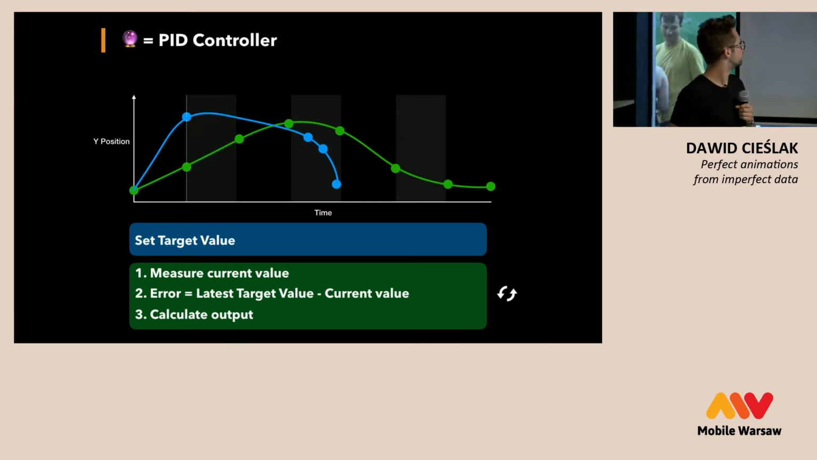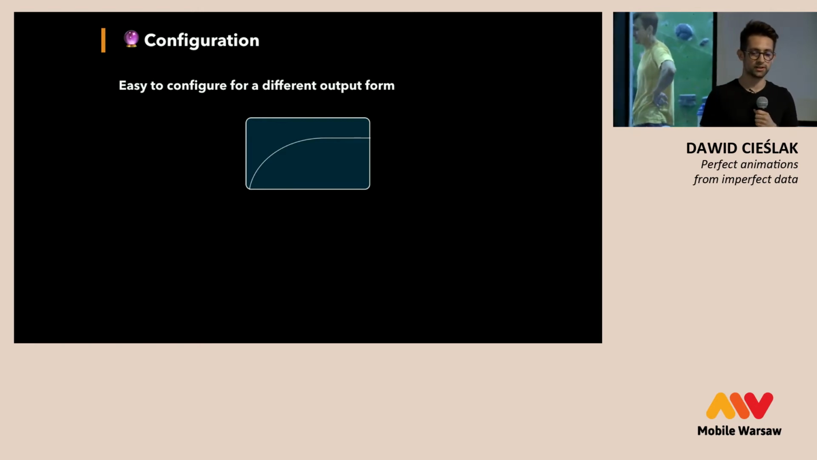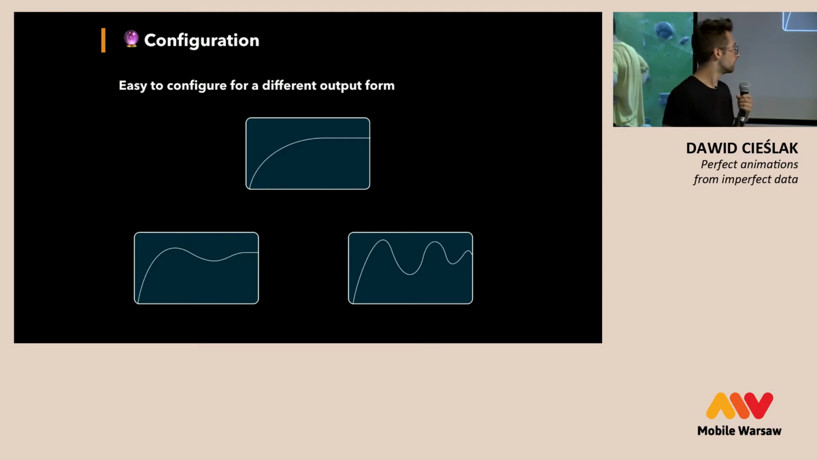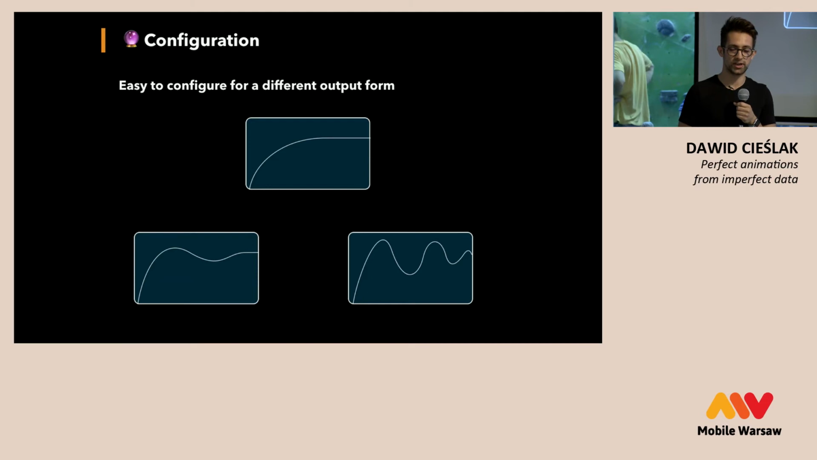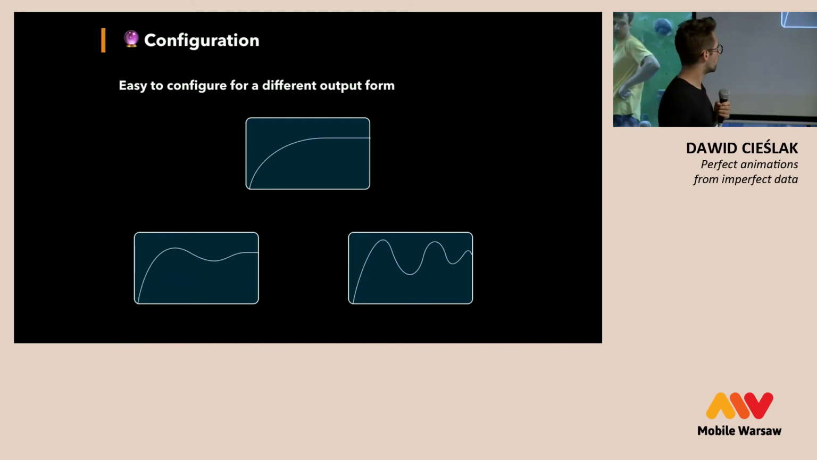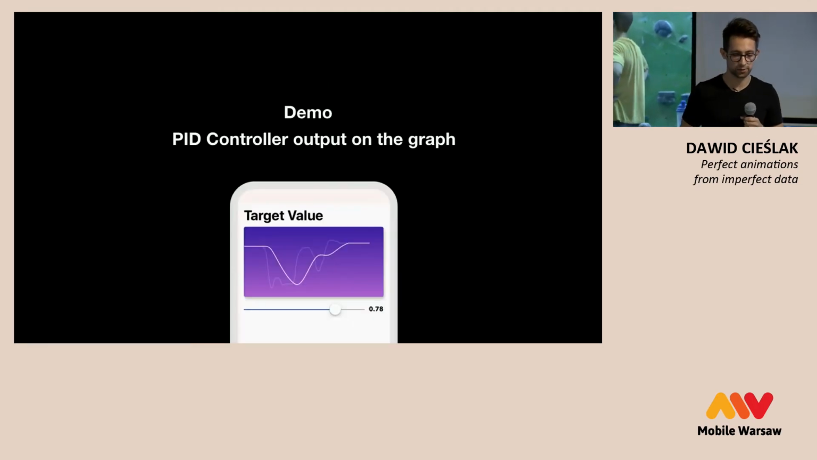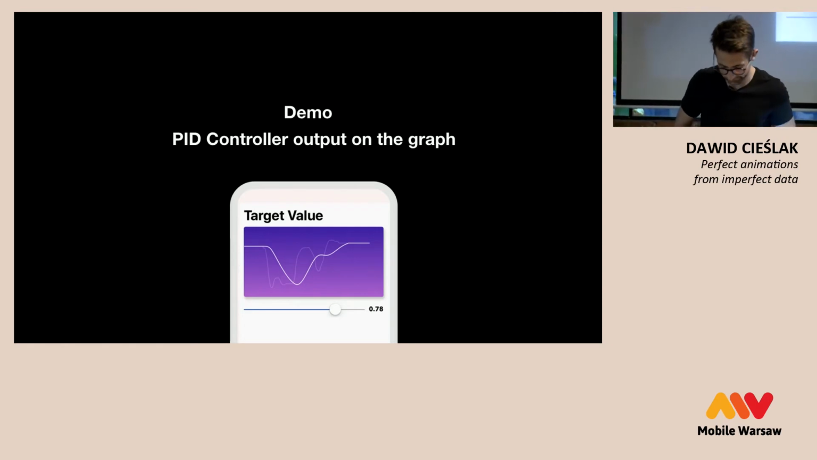That's absolutely fine. And that was an example of slowly reaching the target value, but by applying different configurations to the PID Controller, you can form any kind of output you like. So you might change how fast you reach the target value, or how significant the overshoot is. So to give you something implemented, just give me 1 second to connect my phone.